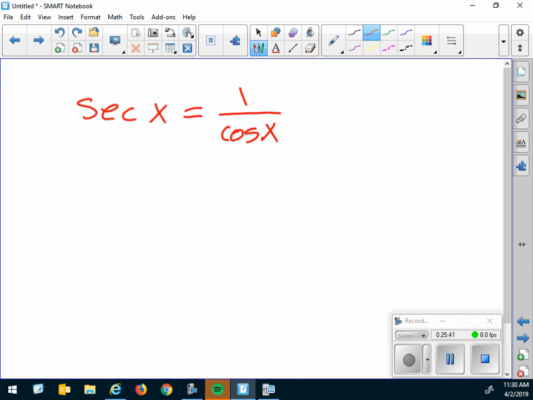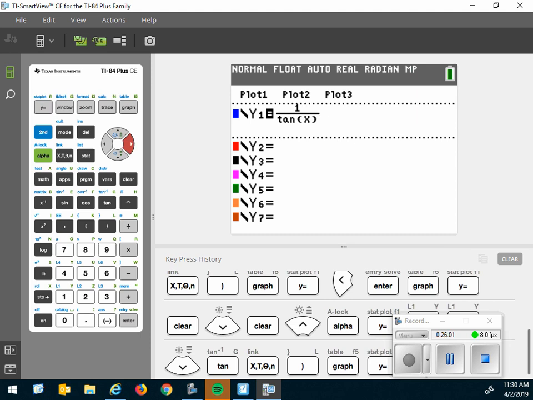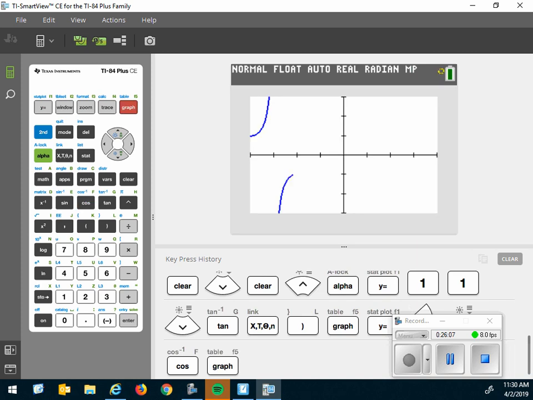Does it have vertical asymptotes? When does it have vertical asymptotes? When cosine is 0. This could be an interesting thing. It never crosses the x-axis, but it's got vertical asymptotes. Let's get in there and graph it. Isn't that cool?